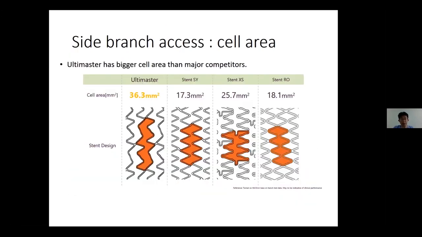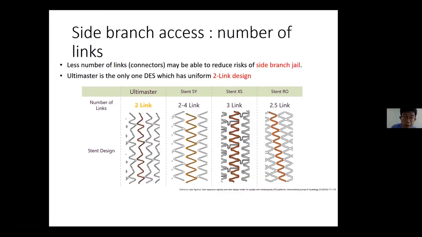So the Ultimaster stent has a bigger cell area compared to other major stents. The Ultimaster stent has 3.3 square millimeters cell size, and is a 2-ring system. But other stents are at least 2.5 mm, a 2-ring stent size. A smaller number of links may reduce the risk of side branch jailing. Jailed stent strategy is no good. It means a 2-ring stent is better.